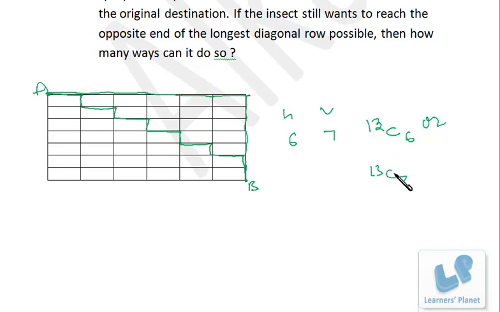So either this or this. Coincidentally, both of them have the same value and it is but obvious also. The number of ways cannot be changed, right? So 13C6 or 13C7. This is one way. What we are doing is, out of the total 13 steps, we are selecting 6 horizontal steps and all the corresponding vertical steps will be selected. So that is 13C6, the number of ways.